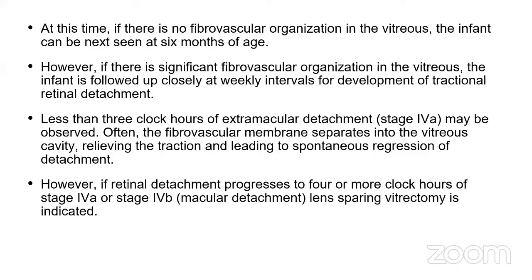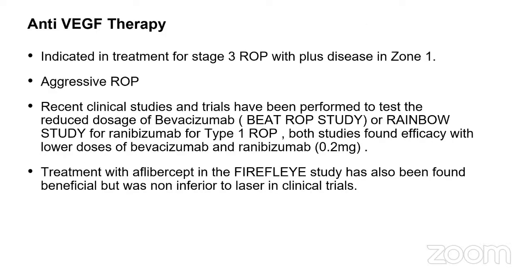If there is significant fibrovascular organization in the vitreous, the infant is followed up again closely for development of retinal detachment. Less than 3 clock hours of extramacular detachment may be observed because the fibrovascular membrane will separate into the vitreous cavity, relieving traction and leading to spontaneous regression. However, if retinal detachment progresses to 4 or more clock hours, then lens sparing vitrectomy is indicated.